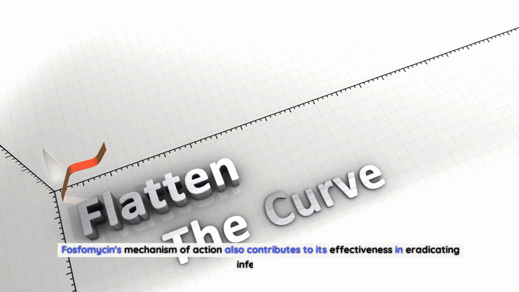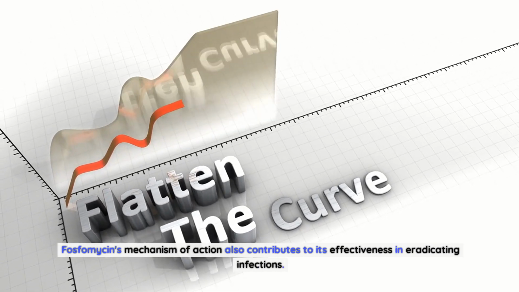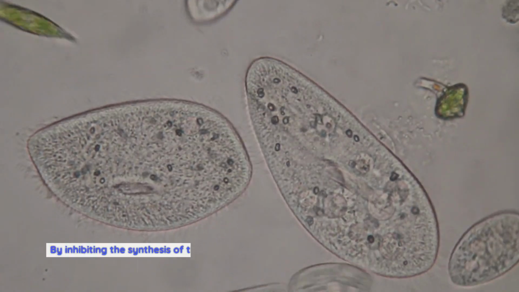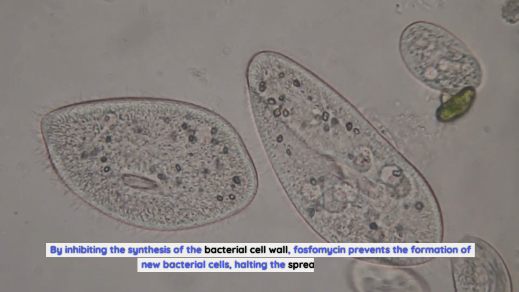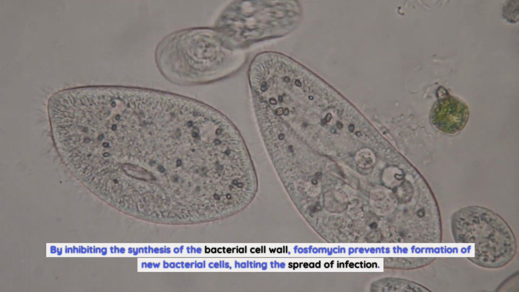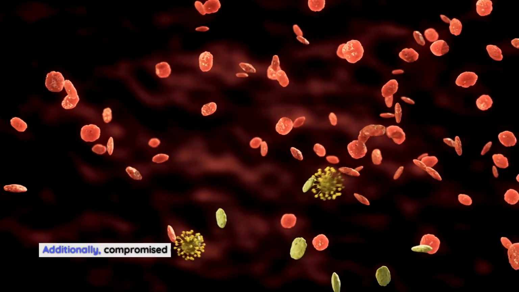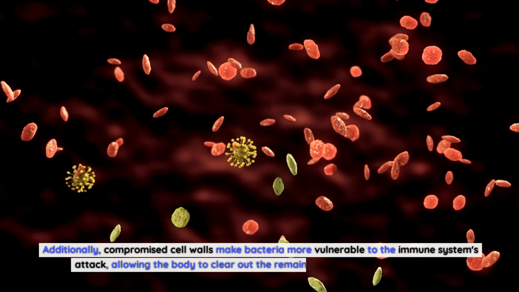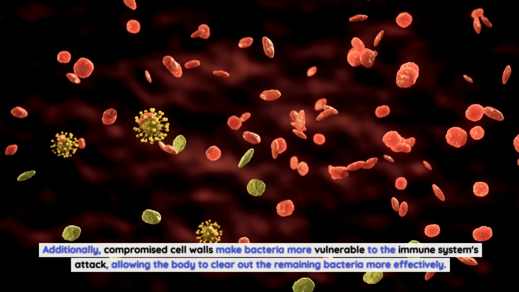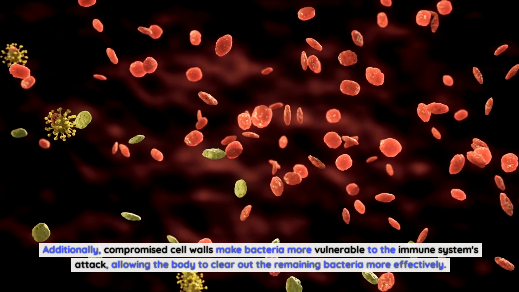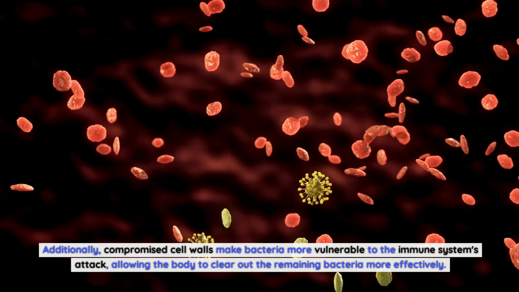Fosfomycin's mechanism of action also contributes to its effectiveness in eradicating infections. By inhibiting the synthesis of the bacterial cell wall, fosfomycin prevents the formation of new bacterial cells, halting the spread of infection. Additionally, compromised cell walls make bacteria more vulnerable to the immune system's attack, allowing the body to clear out the remaining bacteria more effectively.